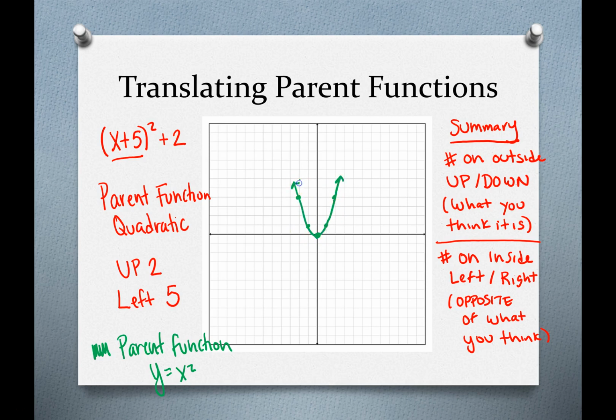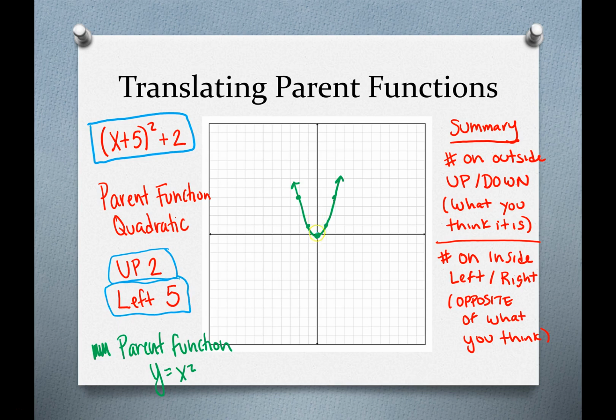But after seeing here that I'm going left 5, because it's inside the parentheses, or inside the grouping symbols, and then up 2, I'm going to graph that function. It's no longer a parent function because I've translated it. I'm going to graph it in blue. All you need to do is take these green points and move them up 2 and left 5. So I'm going to go up 2 and left 5.